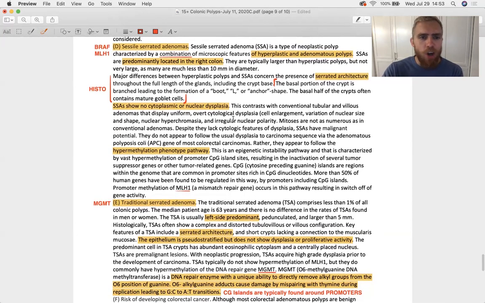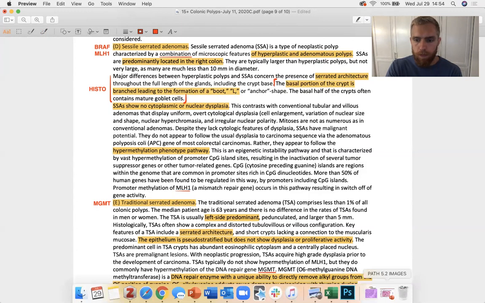So these sessile adenomas do not show dysplasia. So you can't use dysplasia to tell this apart from a hyperplastic polyp, but you can use dysplasia to tell an adenomatous polyp apart from all these other polyps. Finally, before we look at this, there's something particular about the crypts of the affected glands in a sessile serrated adenoma. The basal portion of the crypt is branched, leading to a boot shape or an L shape.